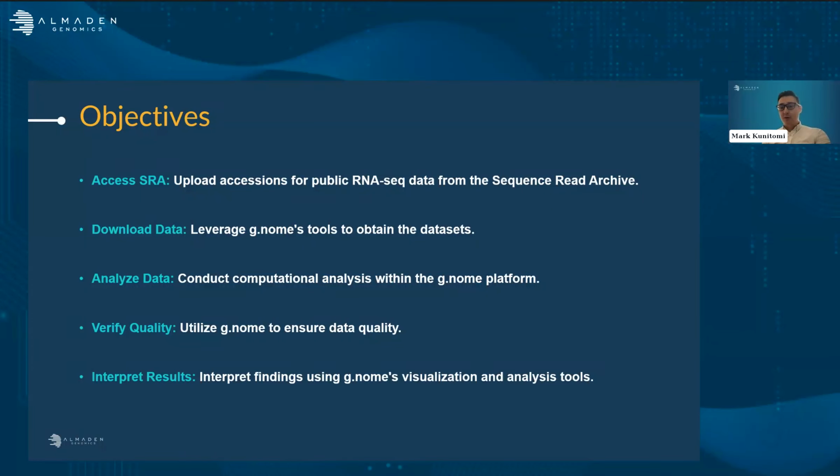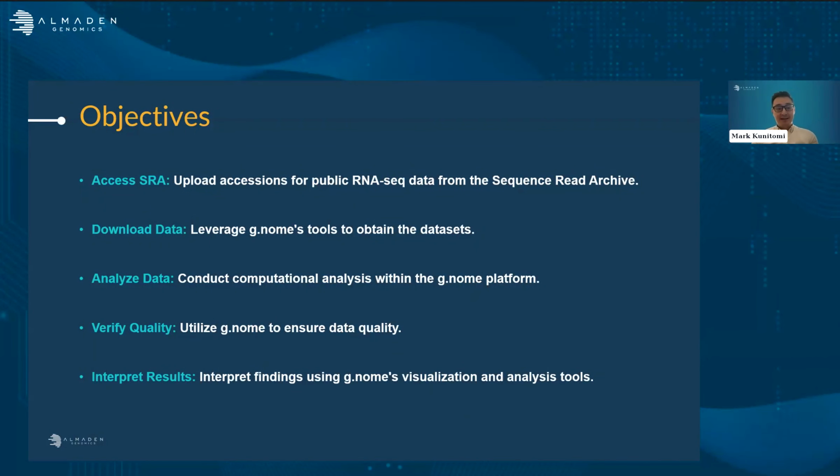For today, we're going to start by accessing some data from SRA, pulling some accessions for these publicly available data sets, and uploading those into Genome. Using those accessions in one of our guided workflows, we're going to download all of that data into the Genome system, which resides on the cloud. Once we have all of that data, we're going to start to analyze it using Genome systems.